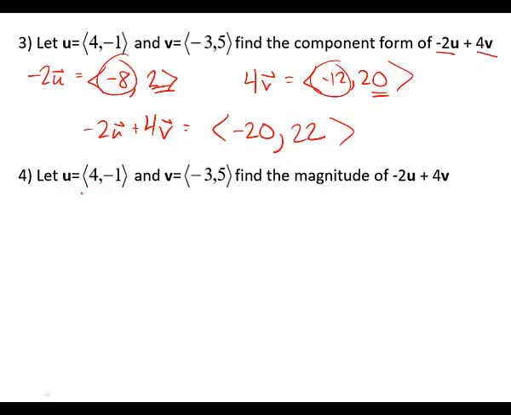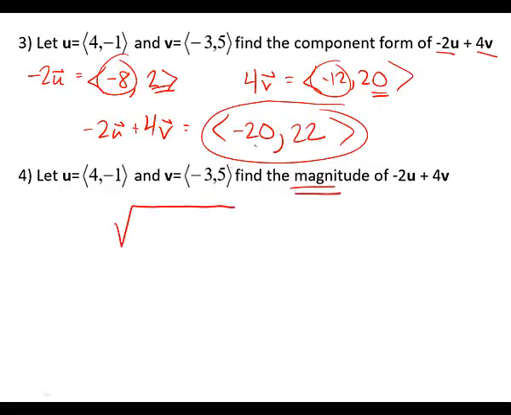All right. Number 4 says use that same vector. Well, basically, we're going to use this answer and then find the magnitude. So remember, the magnitude is you take each of these components and you square them. And then you take the square root of the whole thing. I don't know what number that comes out to be. You can use a calculator on that part, yeah.